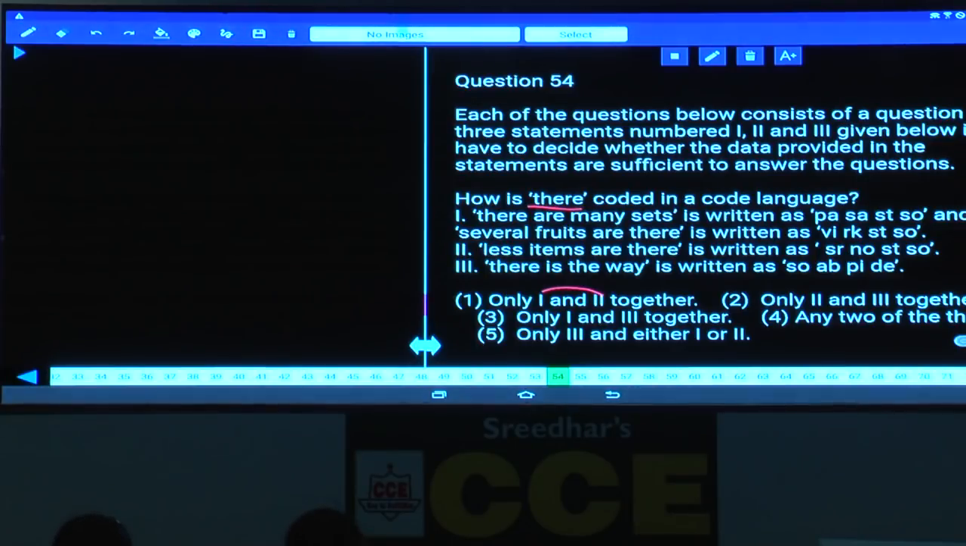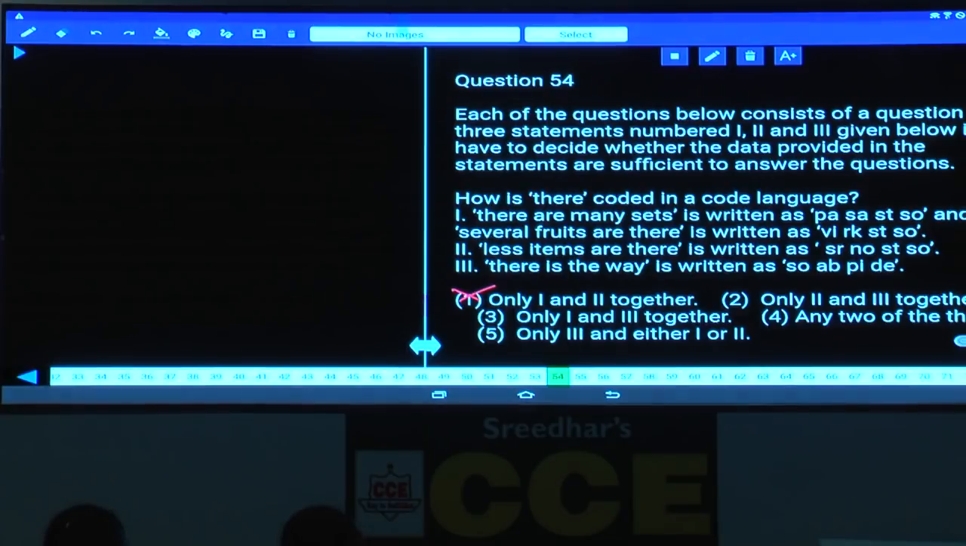By combining only 1 and 2, there are 2 words which are common. As 2 words are common, 2 codes will be common, and the code for "there" cannot be identified. Hence choice 1 cannot be your answer. Then coming to choice 2. What is choice 2 here?